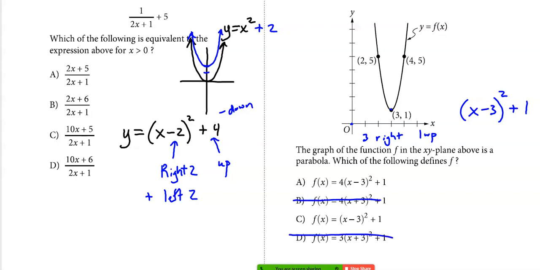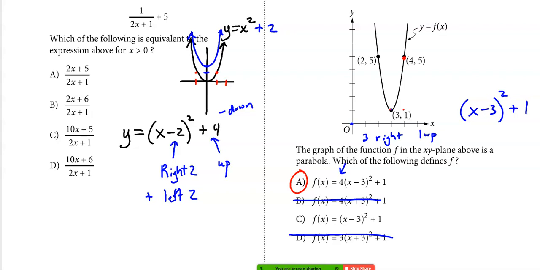And now we're in a dogfight between A and C. One has this constant in front. And what that does, a number in front that's greater than 1, makes it really skinny. So a normal parabola would go over 1, up 1, over 1, up 1, and then over 2, up 4. This guy doesn't. He goes over 1 and jumps way up 4. So I know the answer is A because it got stretched. It's a skinny parabola. It got stretched by a factor of 4.